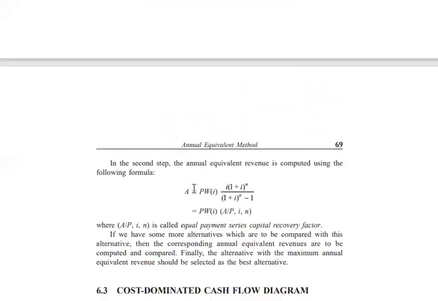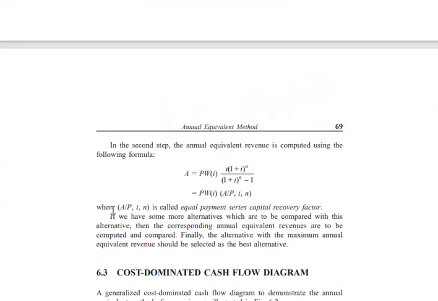The last step is that the annual equivalent revenue can be computed with the following formula, and you can check out the factors again. This A by P, i, n factor, you can check out in the previous chapters, which I have already mentioned to you. This factor is called the equal payment series capital recovery factor.